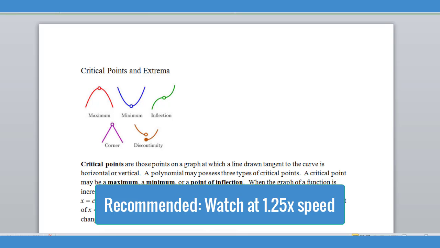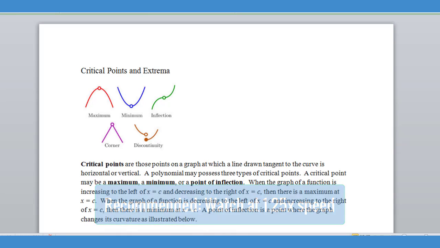In this particular lesson, we're going to talk about critical points in more depth. If you remember, in the previous lesson we informally defined critical points as where the graph starts changing directions. Now we're going to formalize that definition a little bit more. You can see here some visual examples of different critical points, and we can tell from the definition that those points are on the graph where a line drawn tangent to the curve is either horizontal or vertical.